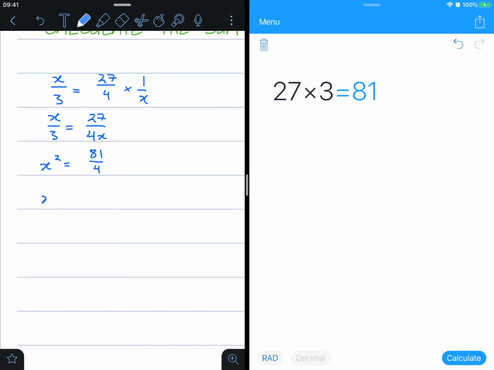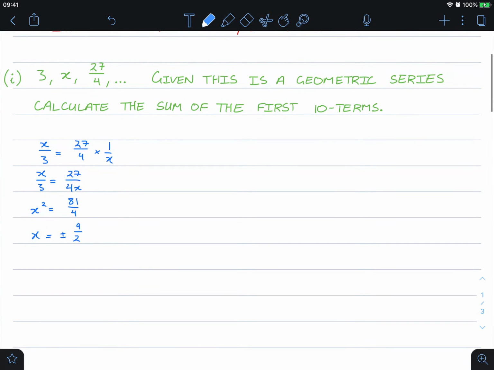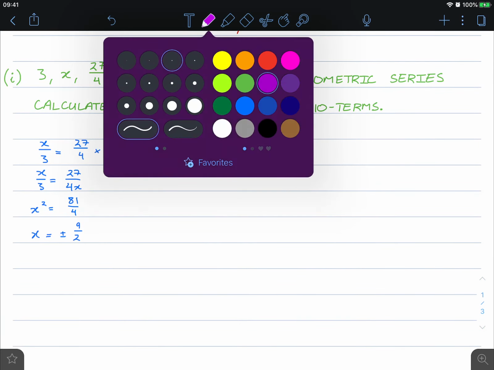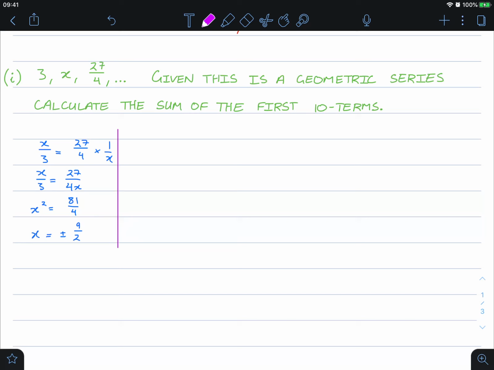Taking the square root of both sides, we get x is equal to plus or minus the square root of 81, which is 9, over the square root of 4, which is 2. Okay, so now this becomes a lot trickier than we expected. So we could have two possible geometric series. We have 3, 9 over 2, 27 over 4, or we could get 3, negative 9 over 2, and 27 over 4, and so on.